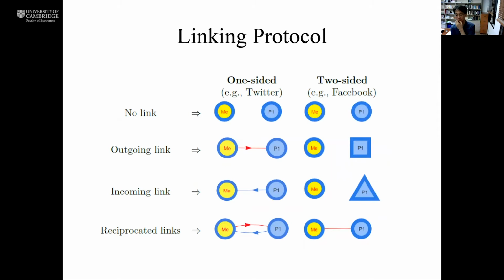Finally, our experimental platform can accommodate the different protocols of linking, and we have been conducting experiments with one-sided linking. One-sided linking is quite straightforward. If you initiate the link, then a link is created. If the other person initiates the link, then the link is also created, with arrows toward me, as you can see here.